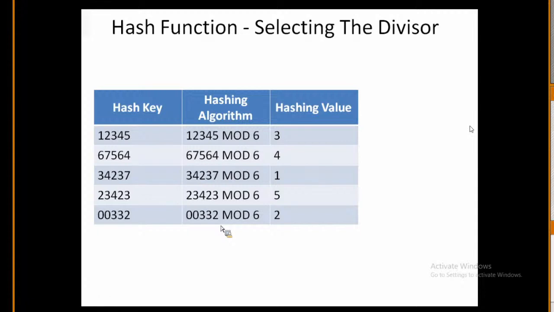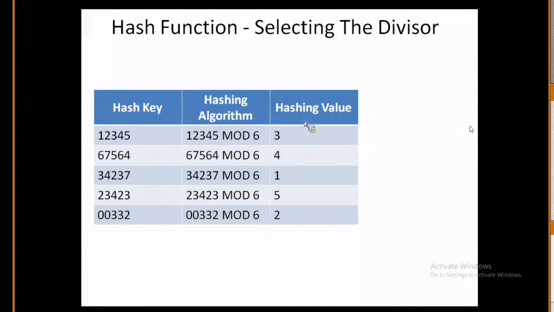Okay, so this is one example. Again, 34237 mod 6 is going to result in 1. So as Gauss was asking, these keys can hash into common values. Now, in this particular table I have not taken such an example, but you cannot rule out the possibility that it will result in the same 3, or same 4, or same 1, 5, or 2.